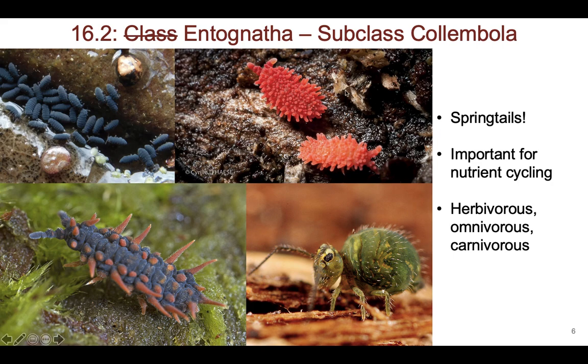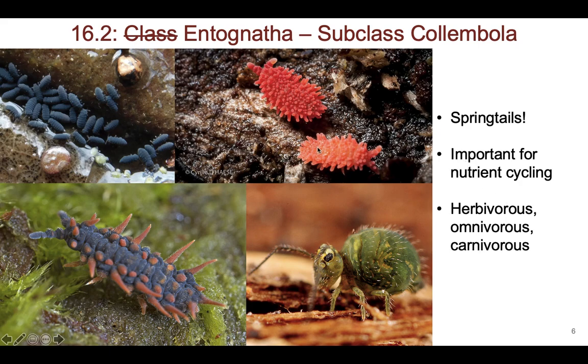One of my favorite entognaths is Collembola, or the springtails, and we'll talk about in the next slide why they're called that. These are just some really cute photos I found of different springtails from around the world. Here in Pennsylvania, you've probably seen these. These are called snow fleas. Sometimes you'll find them floating on top of water. There are little tiny blue spots that you'll see on snow or floating on water. These are really common collembolans in the eastern United States.